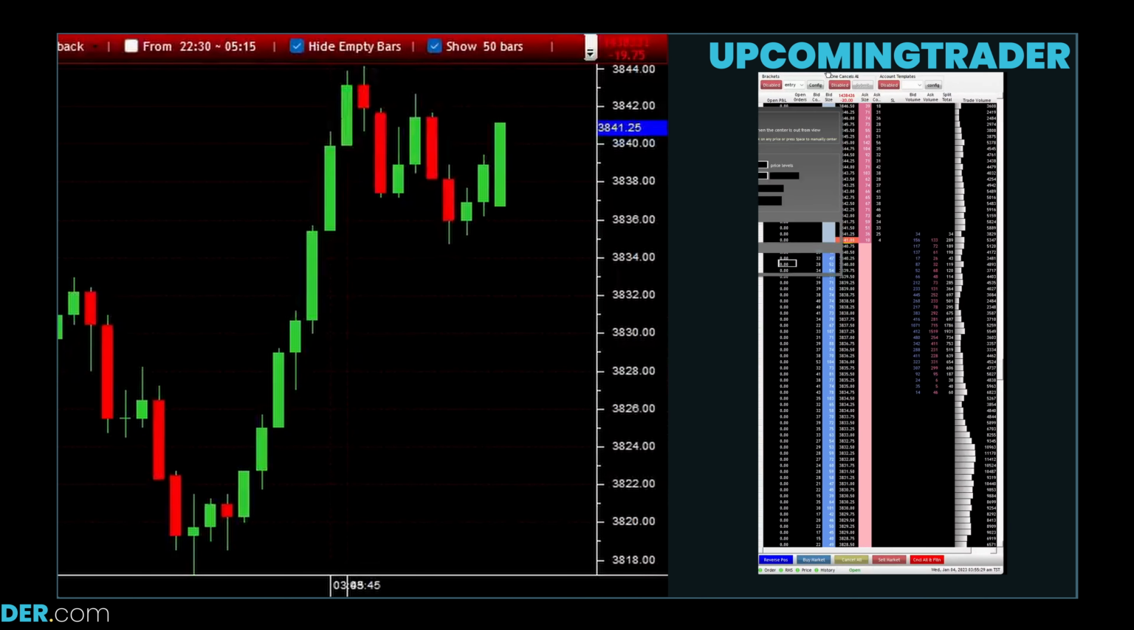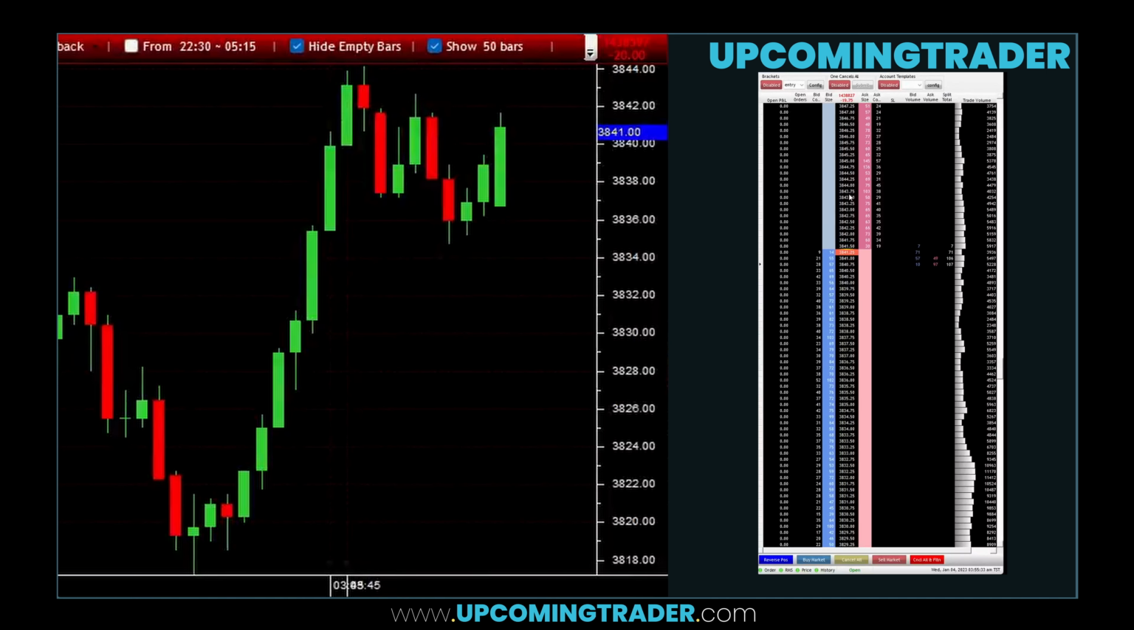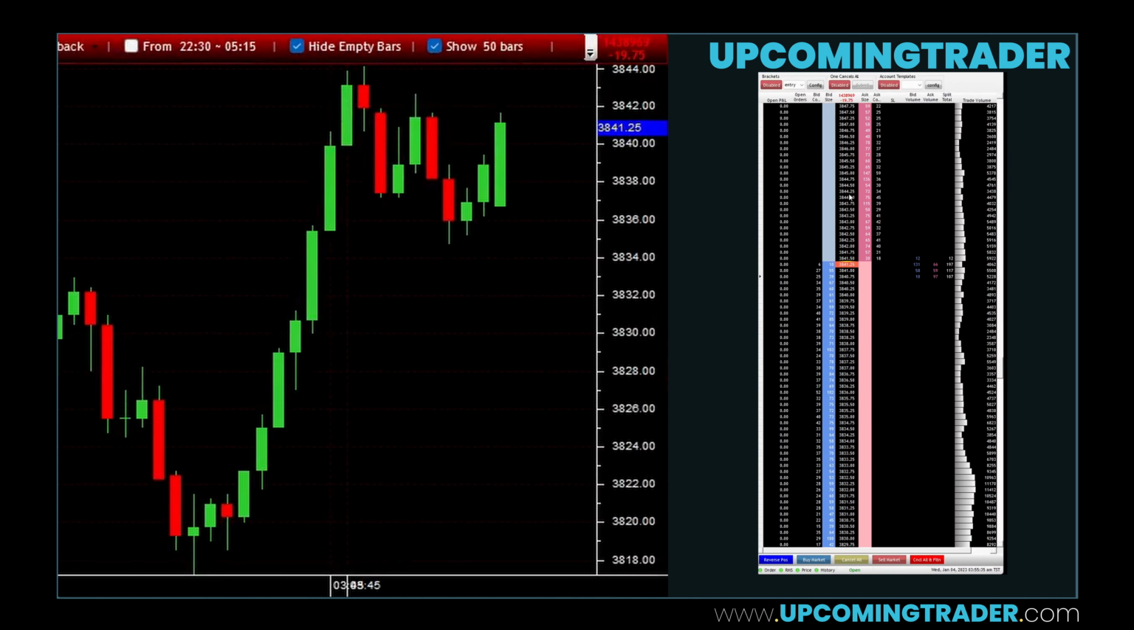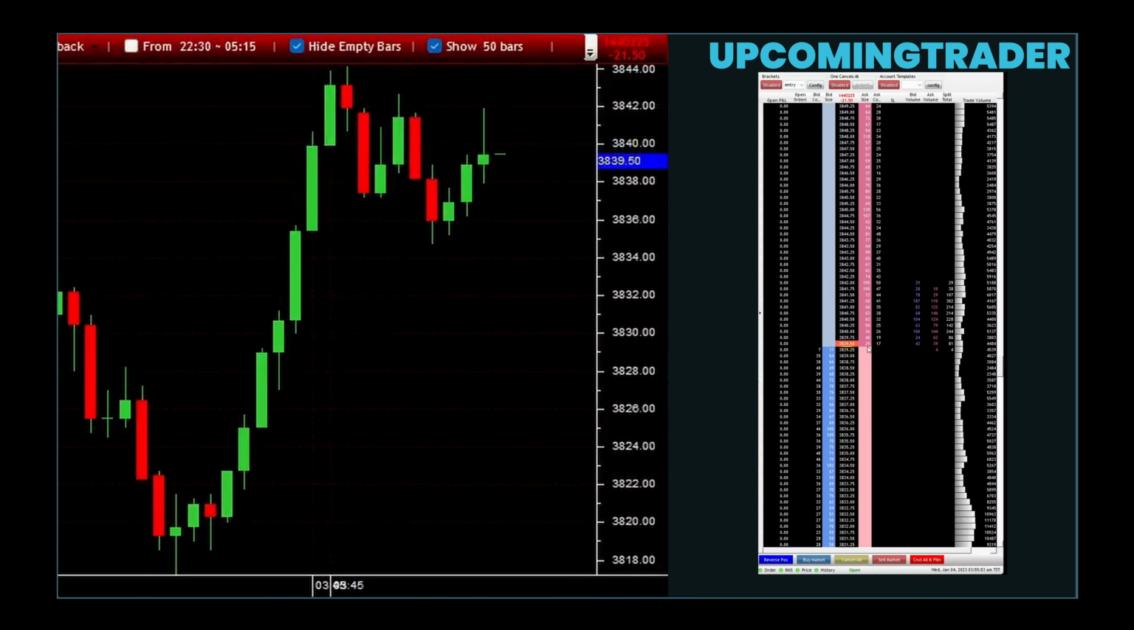A hammer looks like a small body with a long lower wick, kind of like a hanging hammer. It forms after a downtrend and signals that buyers are stepping in and that a reversal could be on the horizon. The inverted hammer is similar but upside down, and it often signals a reversal after a downtrend as well. Engulfing patterns are also important to know.